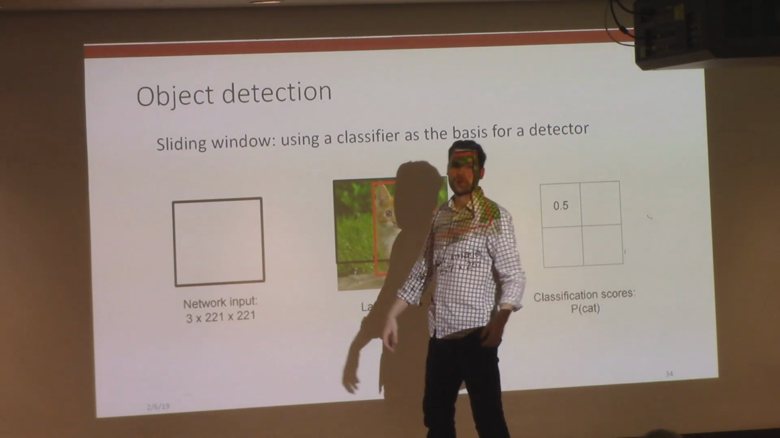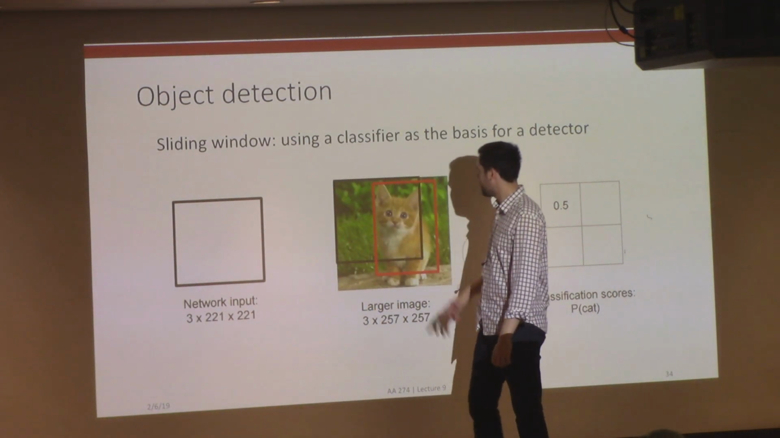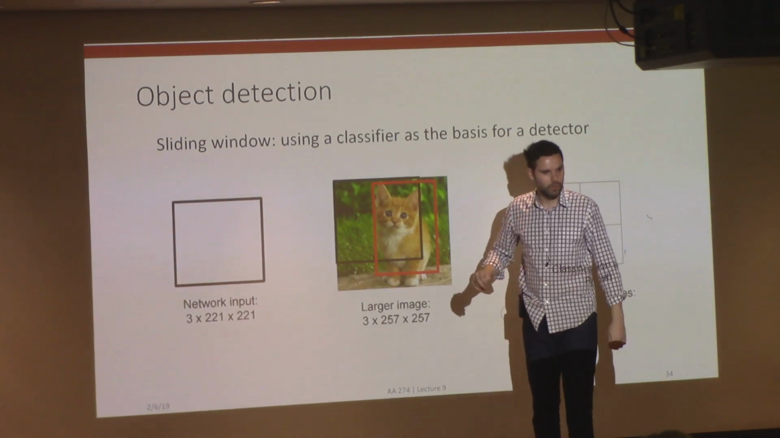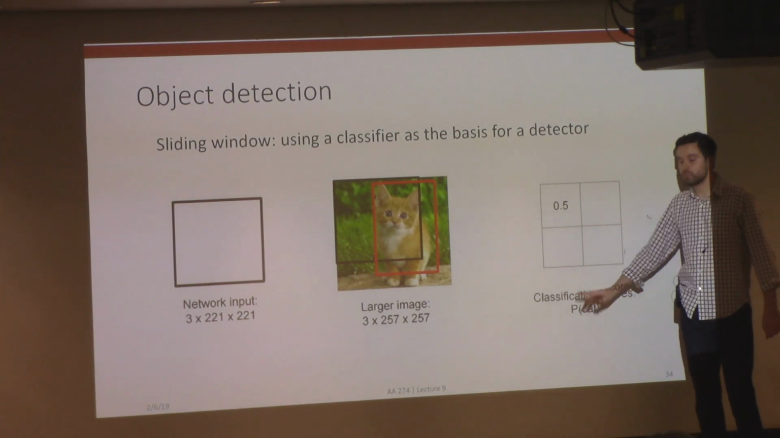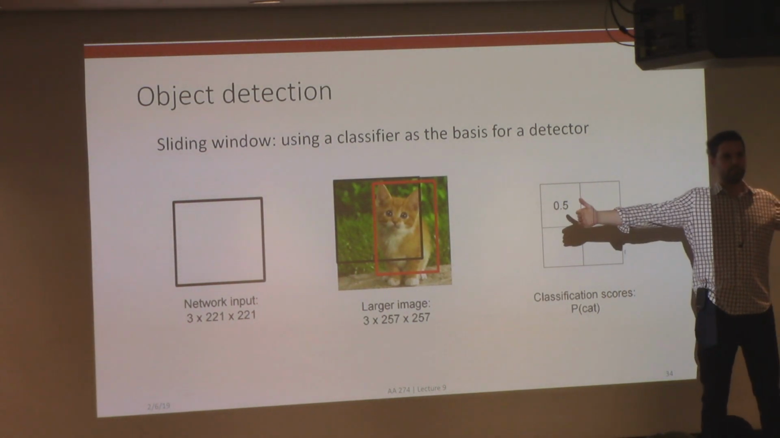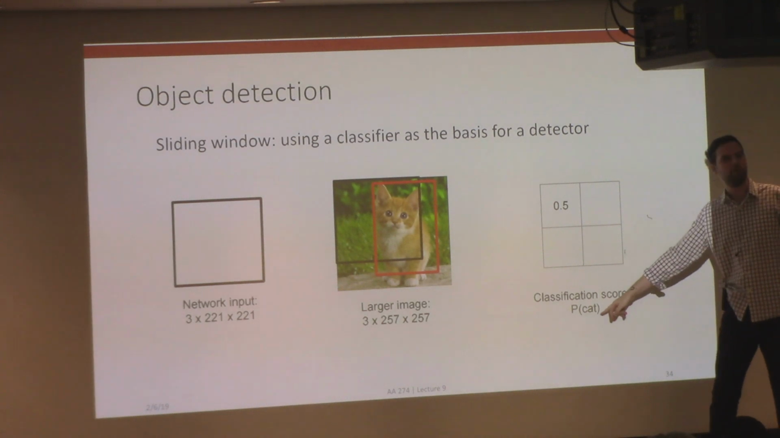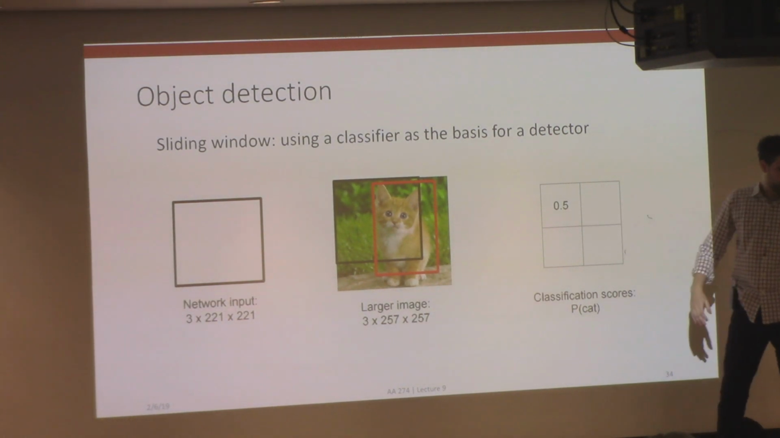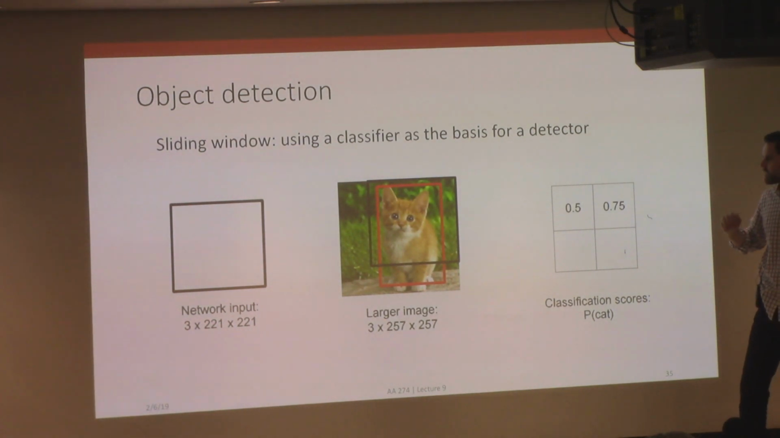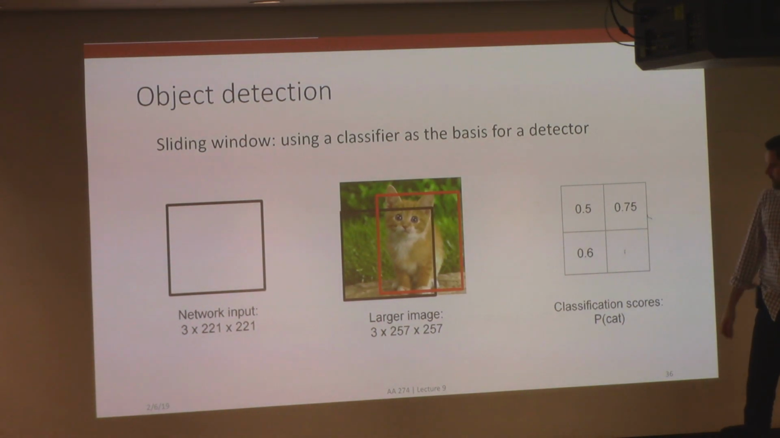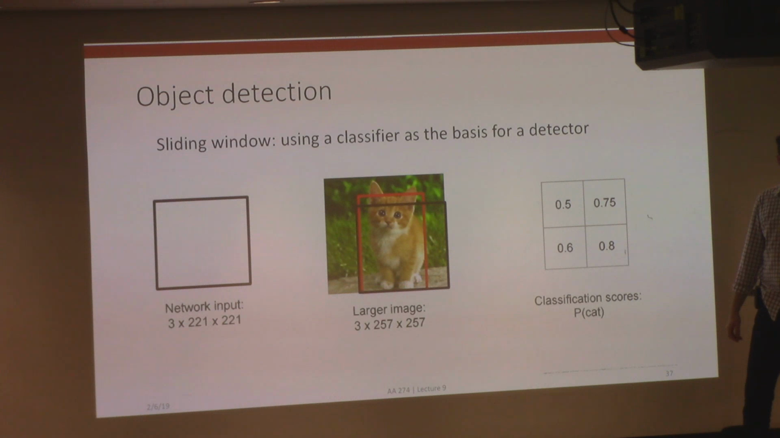Well, what you can do is a sliding window. If you take the network input, you can feed in the top left corner of the image and get a classification score for that. You would actually get a matrix for each of the classes, but here we're only looking at the probability for the cat class. Let's say there's a 0.5 there. You slide the convolutional network over to the next section, you get 0.75, 0.6 for the bottom left, and 0.8 for the bottom right. This is how you can act on a huge image even if you only have a fixed size input.